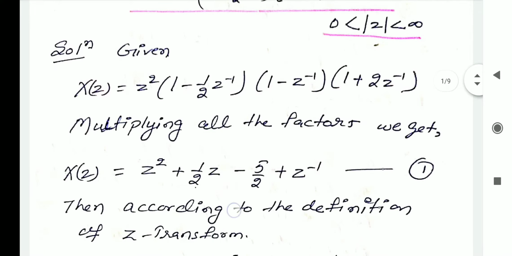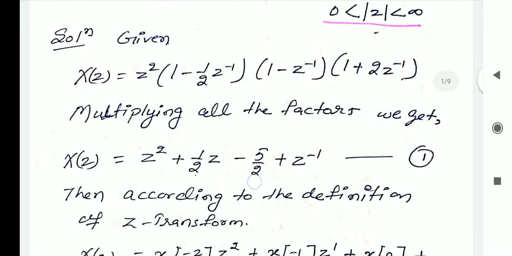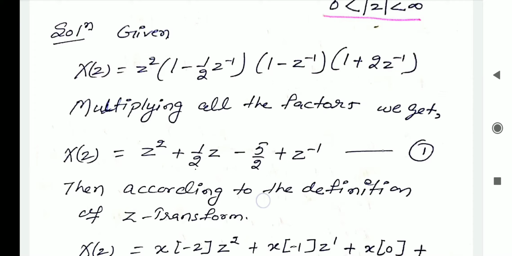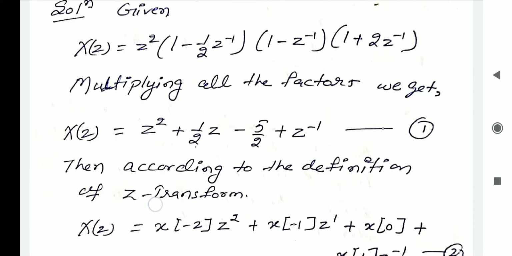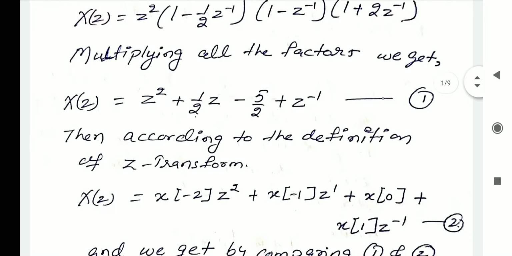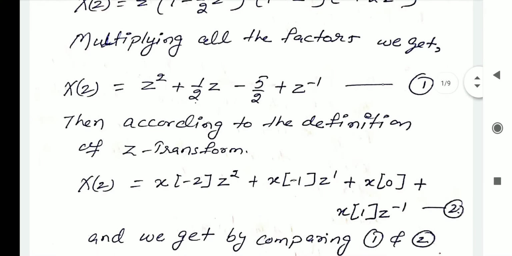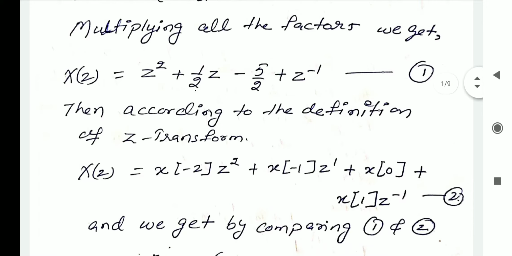Now let's solve this question. We are given this X of z. Now we'll multiply all the factors. We'll get X of z equals z square plus 1 by 2 z minus 5 by 2 plus z to the power minus 1. Now let us take this as equation 1.